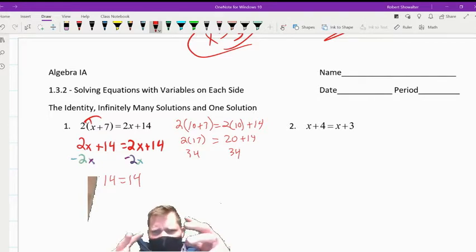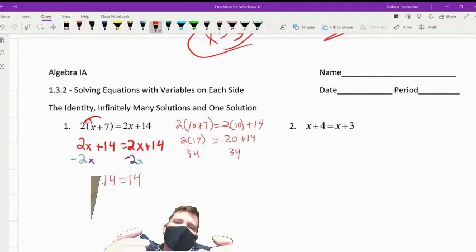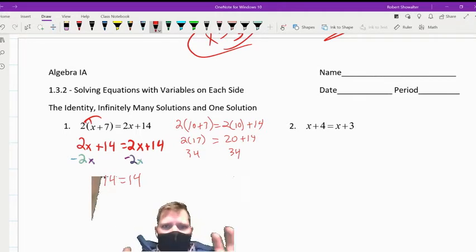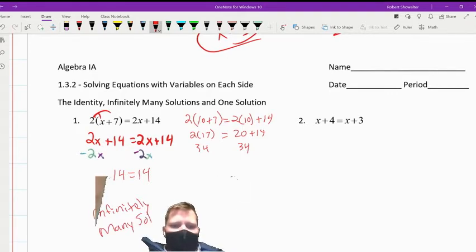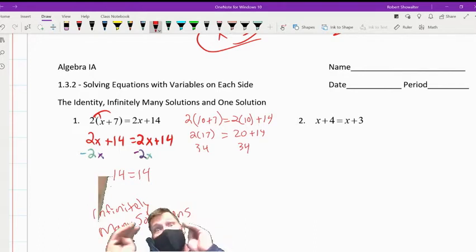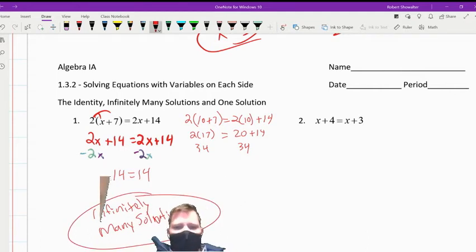That means we can take any number, whatever it is, and put it in the spot for x, and we get a true statement. So what do we say when we have that? We say that it has infinitely many solutions, meaning we can take an infinite amount of numbers and put them in the equation and it's going to work. That's what we say.